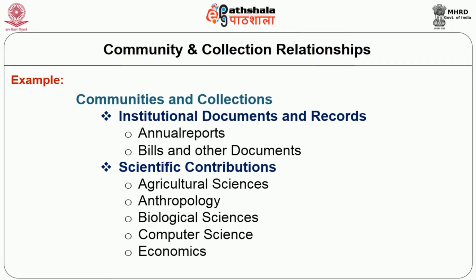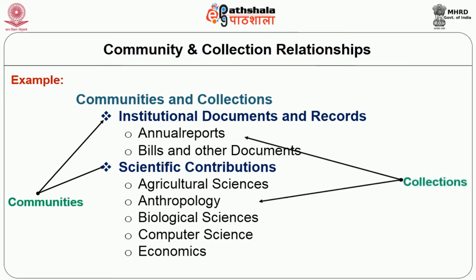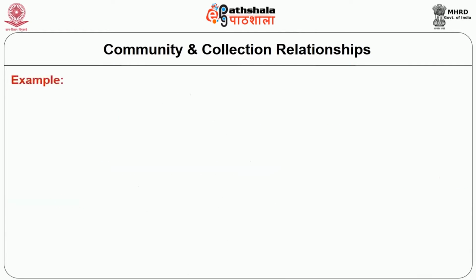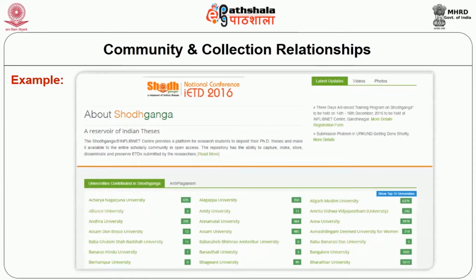These institutional documents are called our scientific contribution. Here it is titled. This is what is called a community, and whatever is given inside that is called collections. Now, taking the example of Shodhganga, I will show the home screen later. Here, university and department. You can see first a university, Acharya, or Aligarh Muslim University, with all the departments under it. So one is collections, the other is community.